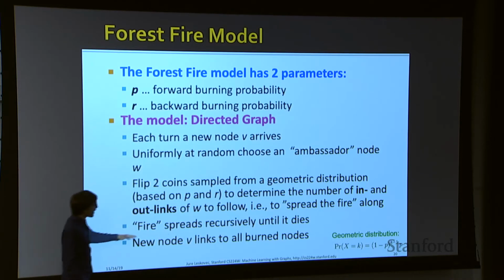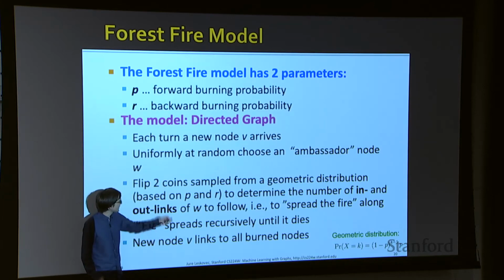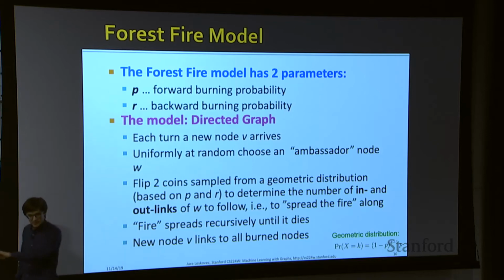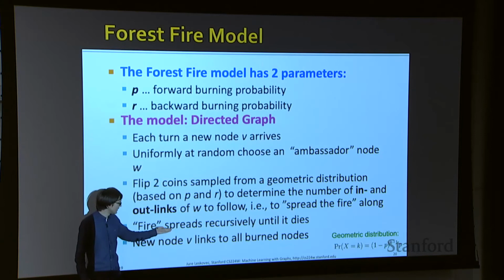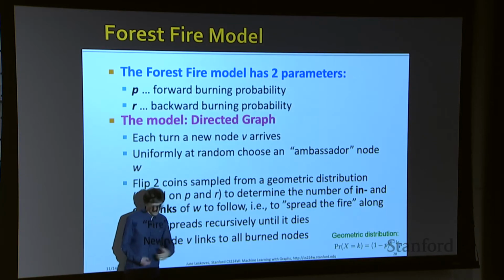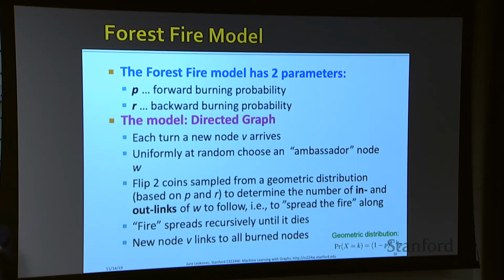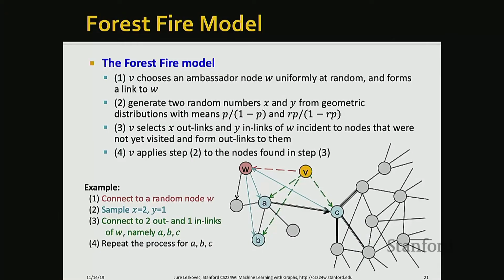And then the fire now spreads recursively to those nodes. To each node where the fire spreads, we again flip the two coins to know how many out links to follow, how many in links to follow. And we continue this until the fire dies out. And then a new node V will link to all the burned nodes. And that's how this model will work. Okay? That's the idea. And as I showed before, here is the simulation of the model.